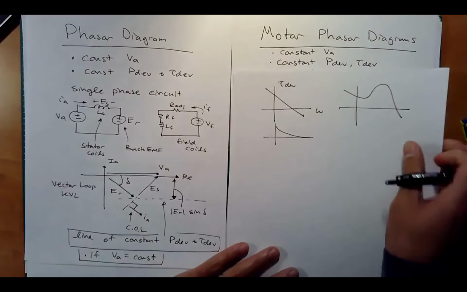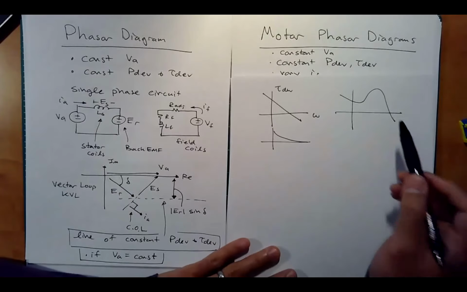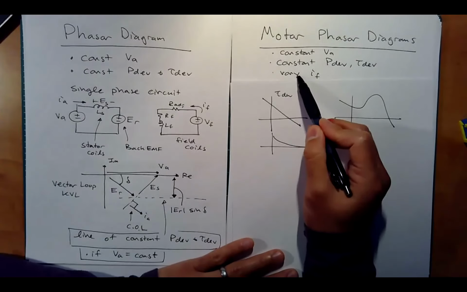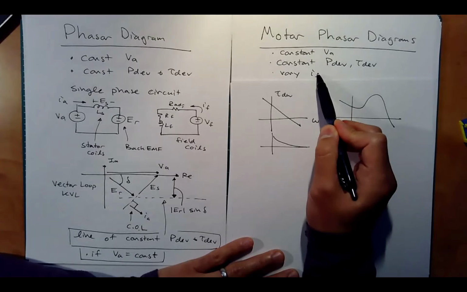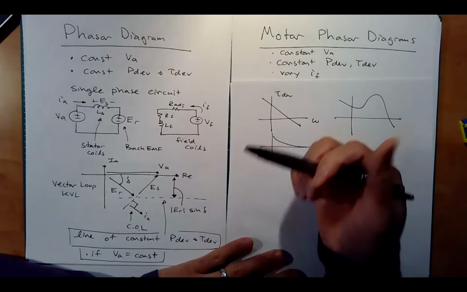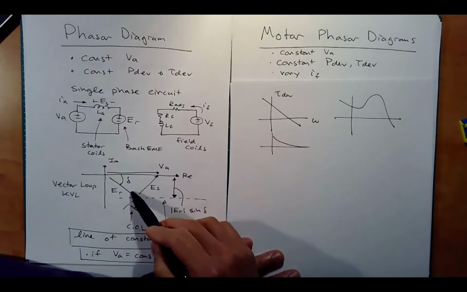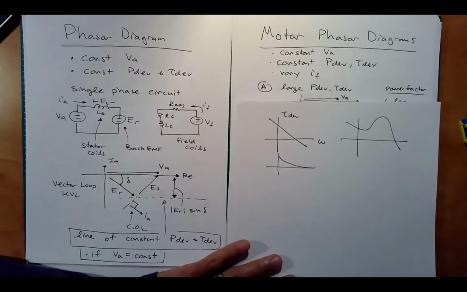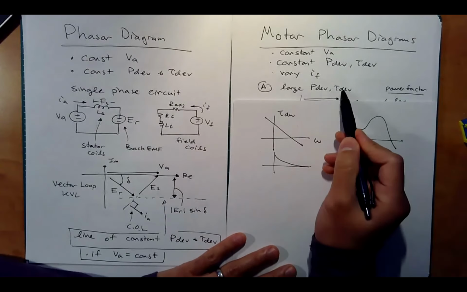So if we have constant VA and constant power developed and torque developed, let's see what happens as I vary the field current. Remember, varying the field current varies BR, and varying BR varies the length of ER. Okay, so let's see what happens. Let's say we had a large power developed and torque developed.